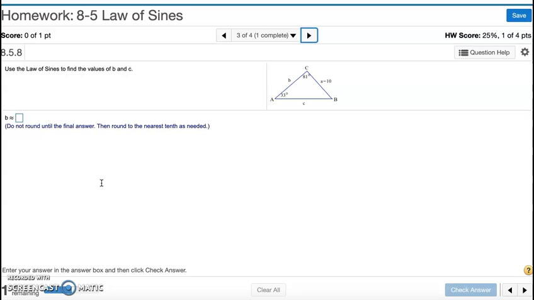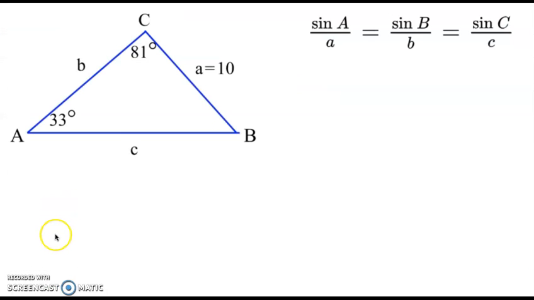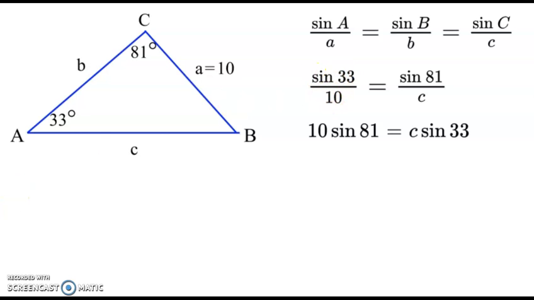Use the law of sines to find the values of b and c. So let's take a closer look at it. So using law of sines, I have 33 and then 10 across from it. So sine of 33 over 10. I'm going to find side c first. So I'll do sine of 81 over c, equal to that sine of 33 over 10. Cross multiply, I'll have 10 times sine of 81 equals c times sine of 33. Divide both sides by sine of 33, and I'll have c equaling approximately 18.1.